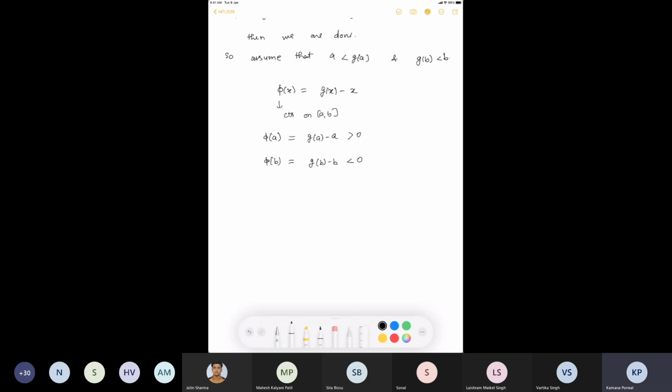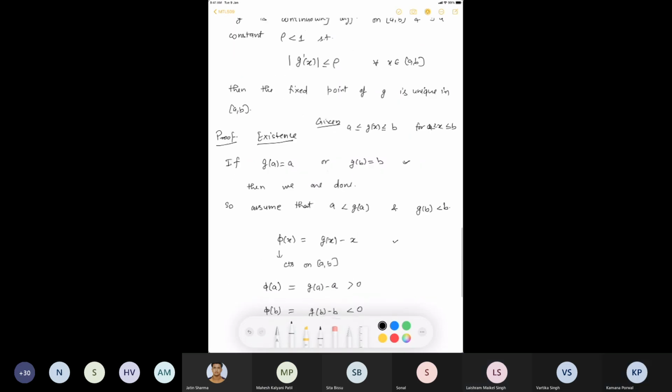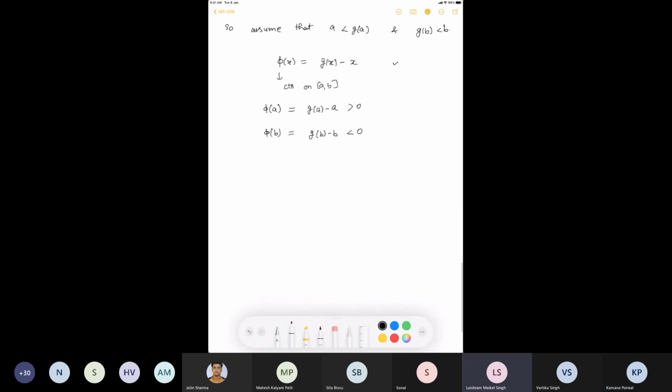So now can you complete the proof? What should I use here so that I can guarantee the existence of a fixed point of G? Not the bisection method, we are at the continuous level. The intermediate value property. By IVT, right, so you can use the intermediate value theorem here.